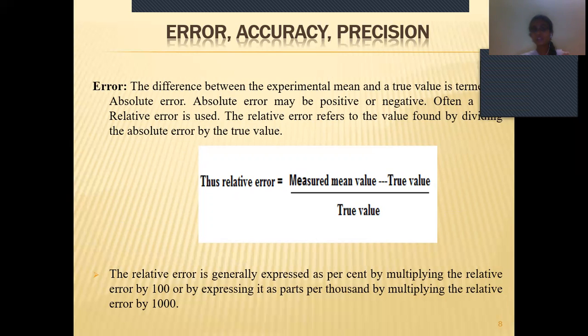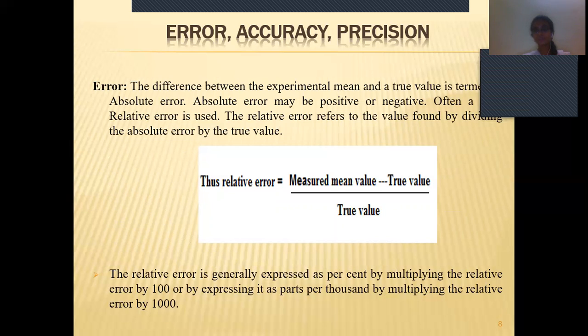Often the relative error is used. The relative error is the value found by dividing the absolute error by the true value. How can we find the error value? After completing the experiment, we get some amount of value, the measured mean value. That value minus the amount we should get, which is the true value, is the error. Relative error means measured mean value minus true value, divided by true value.